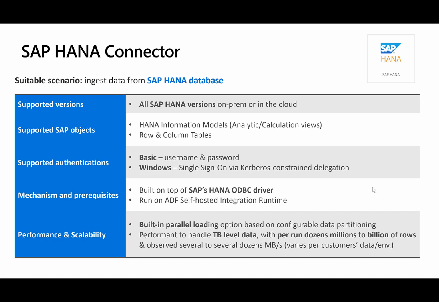The SAP HANA connector is a very high performance connector. It's built with parallel options. In other words, you could do data partitioning to load very large data volumes, and it could load terabytes of data. We've seen runs doing dozens of millions to billions of rows, and I've seen megabytes per second. It really depends on the environment and the complexity of the environment that you're loading data from.